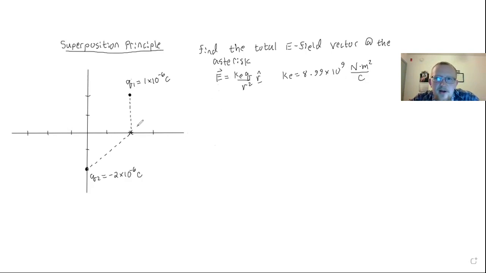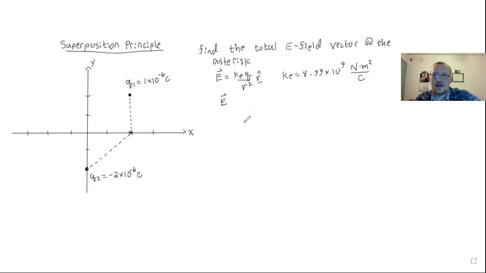So the point of interest is going to be the asterisk here. We're going to find the E field vector at that point caused by both of these charges. So we're looking for the total E field at this specific point of interest, in the X and Y direction. To do that, we're going to use our handy E field equation. We're going to use it twice. I'm going to start by calculating the E field caused by particle one.